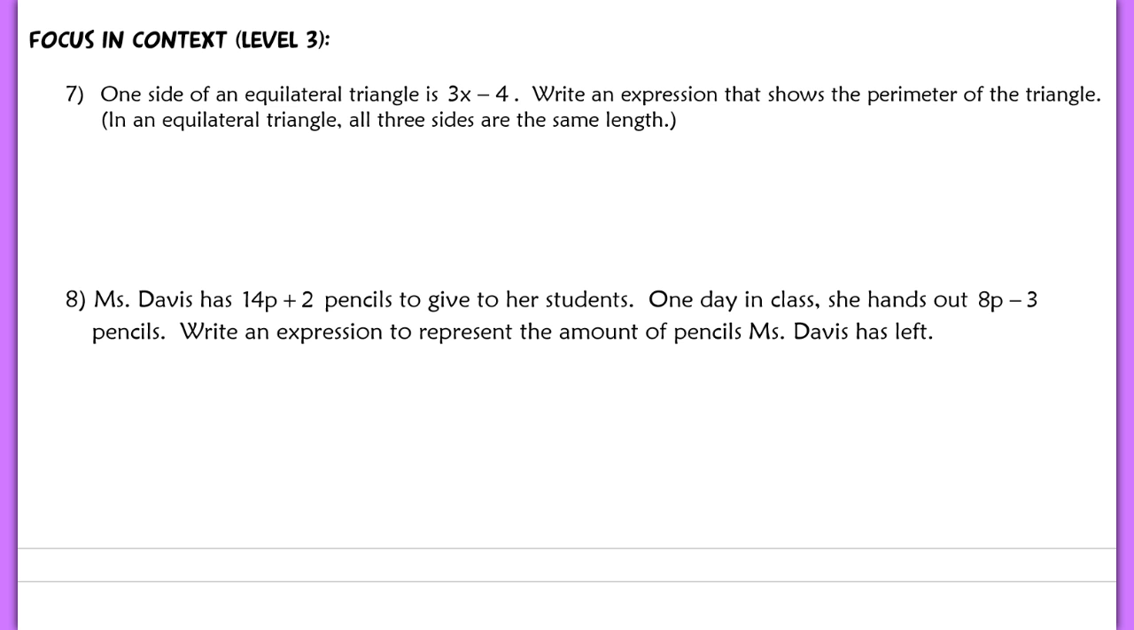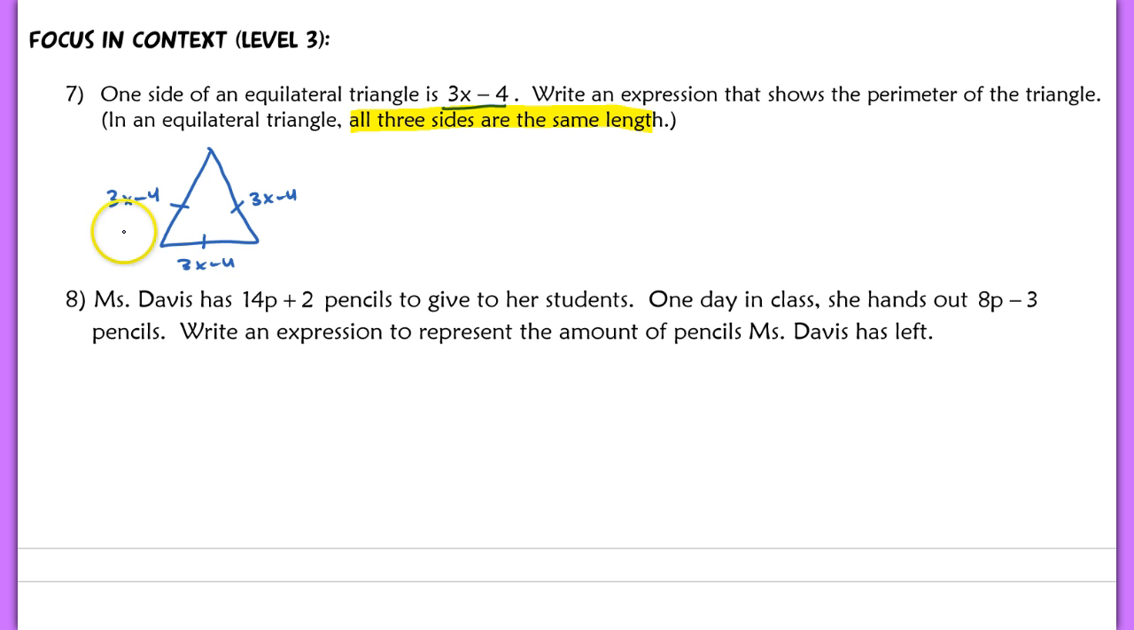So here the problem says one side of an equilateral triangle is 3x minus 4 units long. Write an expression that shows the perimeter of the triangle. Now you have to know that in an equilateral triangle all three sides are the same length. So if I wanted to draw a picture of that, remember we can show that all three sides are the same length using those tick marks. If one side is 3x minus 4, then all of the sides are 3x minus 4 units long.